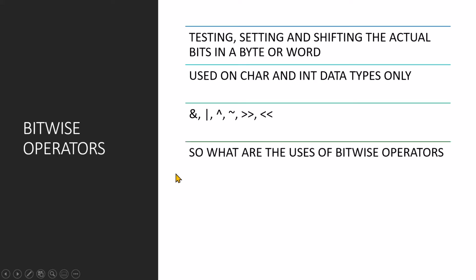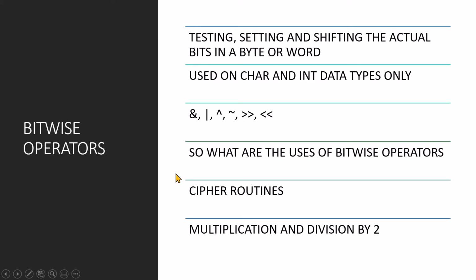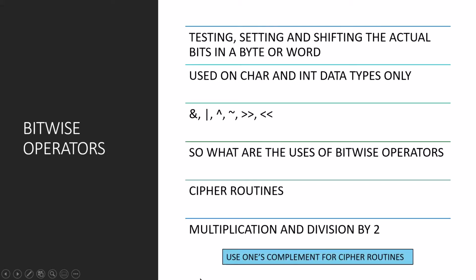So what are the uses of bitwise operators? They can be used, one, for CIPHER routines. What does this mean? We can use this to encode a byte, and then we can use a process to decode it, which I'm coming to shortly. But bitwise operators can be used for CIPHER routines, and also for multiplication and division by 2. So let's look at a CIPHER routine first. And CIPHER routines will use a ones complement.